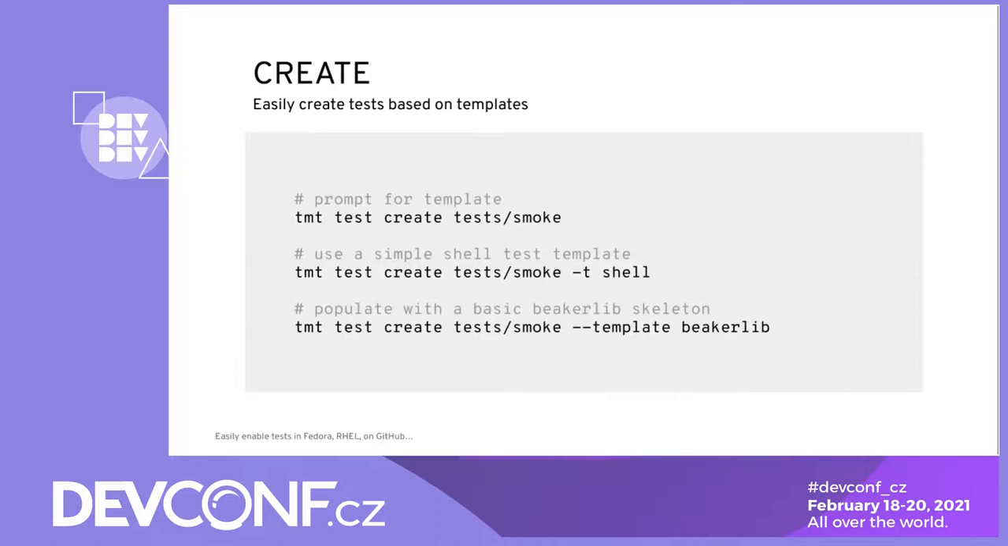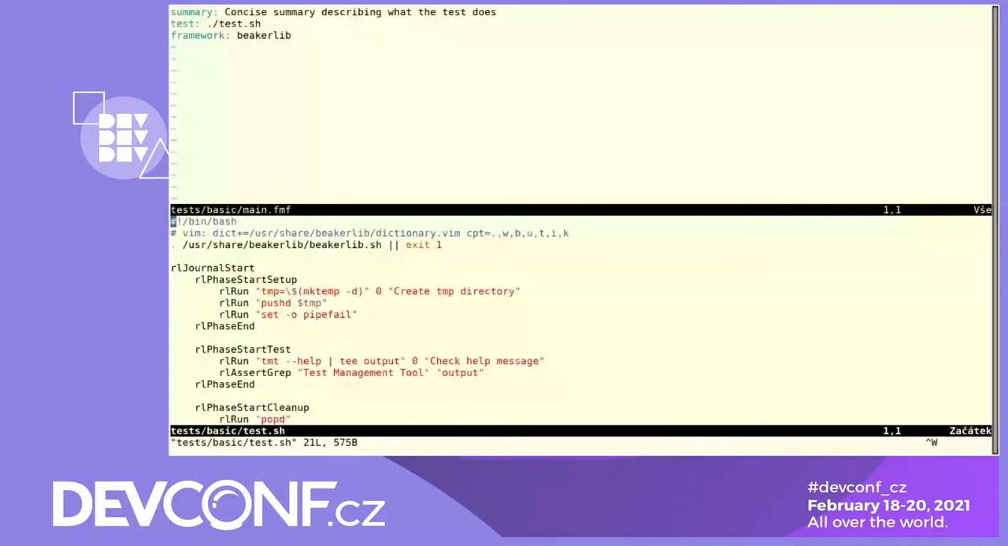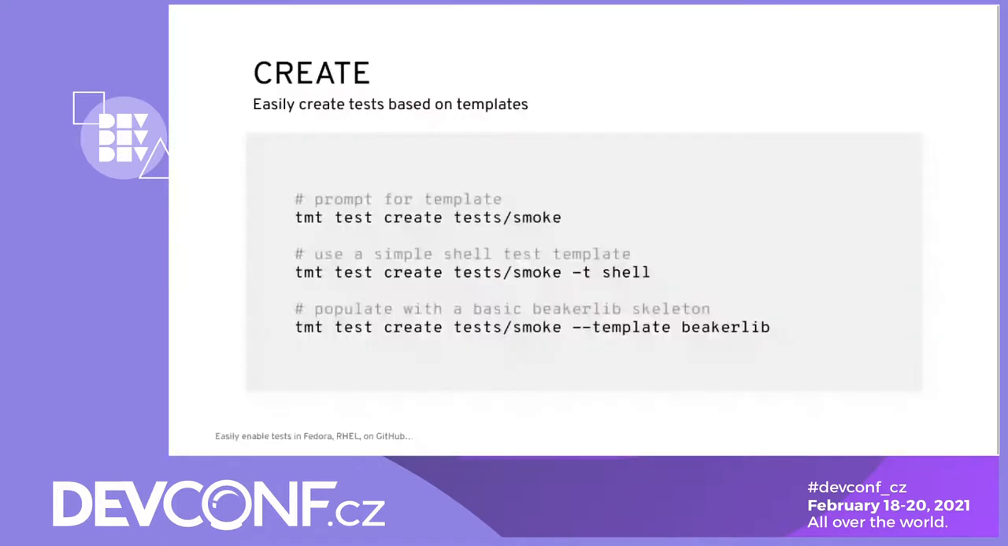Create template, sorry. Okay, so here we see we have one test and one plan. And if you look into the repository for the basic test, you would see that there's some skeleton for the metadata and the beakerlib skeleton actually. So you can quickly start with this example.